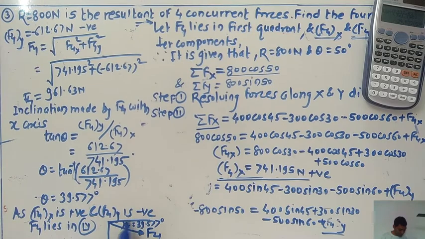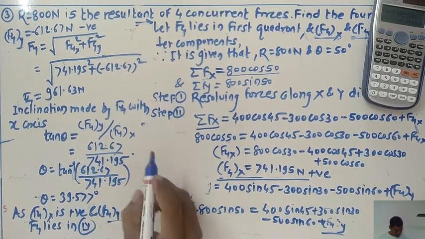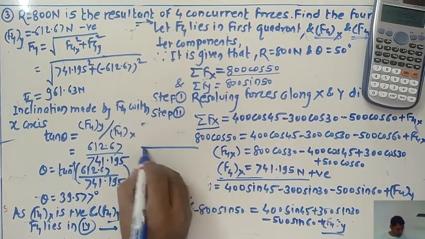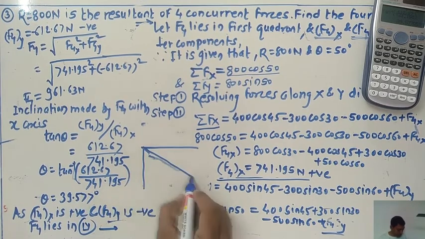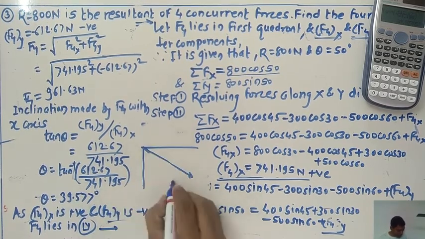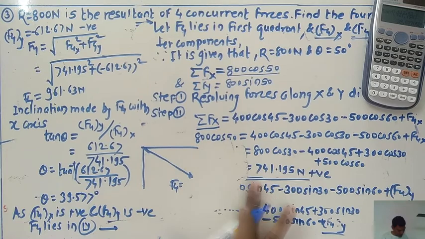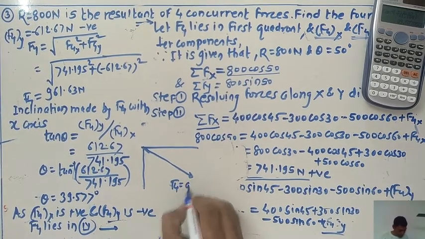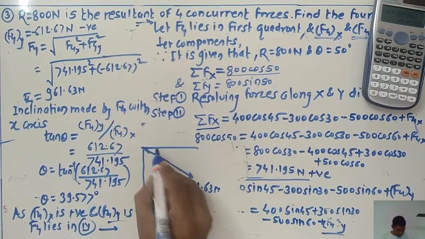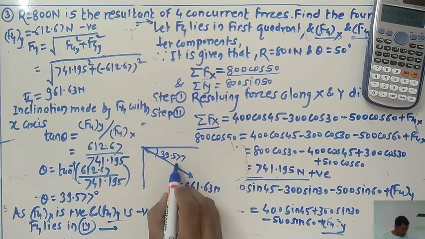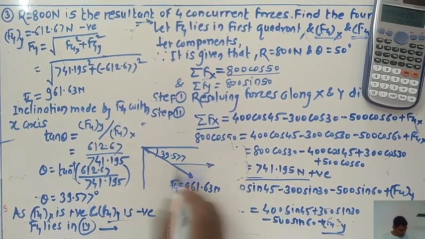You can show the values of this F4 along the x direction and also along the y direction. Clearly draw this diagram so that you can get it. Here is that fourth force, F4. The magnitude is also with us. I'll write the magnitude once again: F4 is 961.63 Newton. The angle made by this force with the x-axis is 39.577. We can show the components of the same force also.